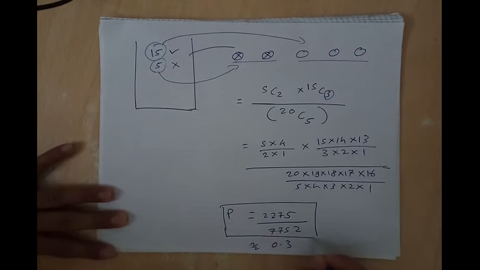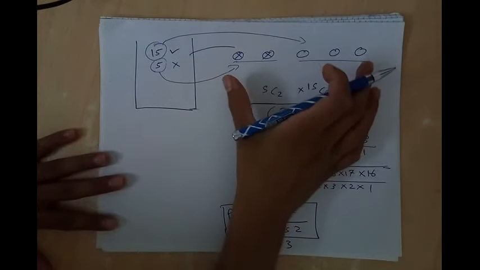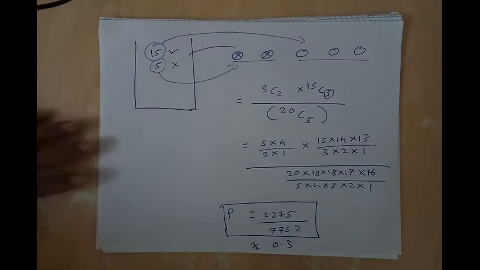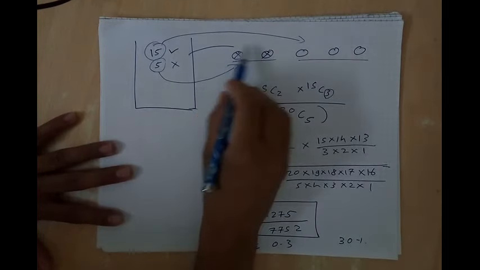So this is our answer. The probability that from our chosen 5 tires we have 2 defective tires is approximately 0.3. So it is a 30% chance that 2 tires will be defective.